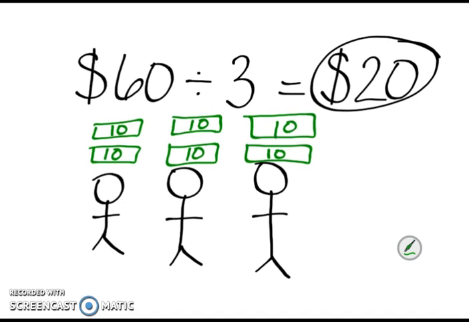Okay, now if we count up all of our tens, we find that we get $10, $20, $30, $40, $50, $60. So when we split them up evenly into 3 people, each person got $20. So $60 divided by 3 is $20. Now let's double check our answer. To double check our answer, we need to take $20 times 3 to see if we get $60. Let's go ahead and try that.